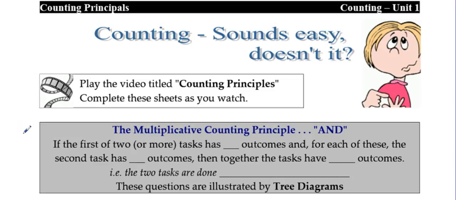This one says if you have two or more tasks, such as flipping a coin and rolling a die, then the number of ways of performing both tasks can be found by multiplying the number of outcomes of each task. So, if the first of two or more tasks has m outcomes, and for each of these the second task has n outcomes, then together the tasks have m times n outcomes. The important thing in this case for the multiplicative counting principle is that the two tasks are done together.